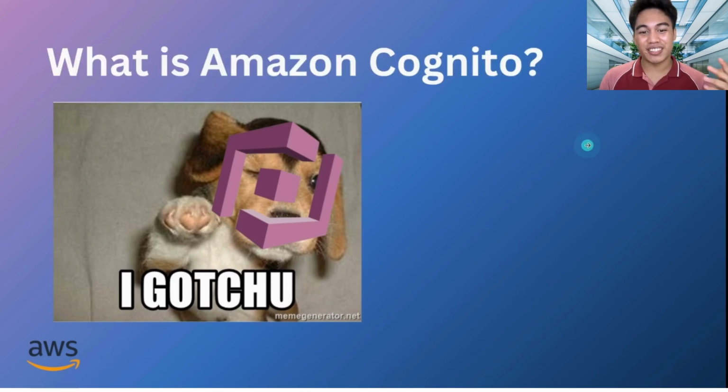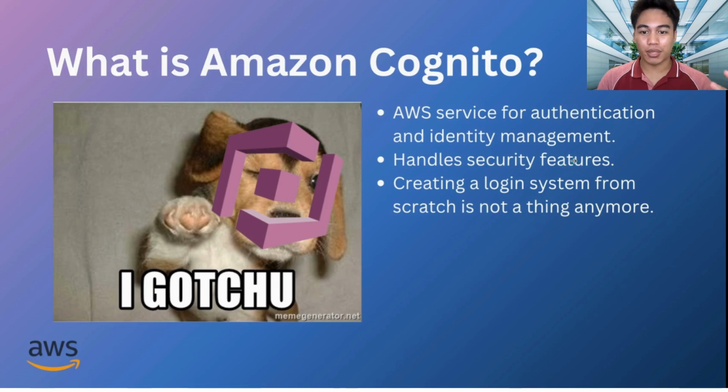So what really is Amazon Cognito? Amazon Cognito is an identity platform for web and mobile applications. It helps developers easily add user sign up, sign in, and access control without having to build all the authentication systems from scratch. This makes app development faster, simpler, and more secure. So developers can focus more on the main features of their application instead of worrying about logins and security.